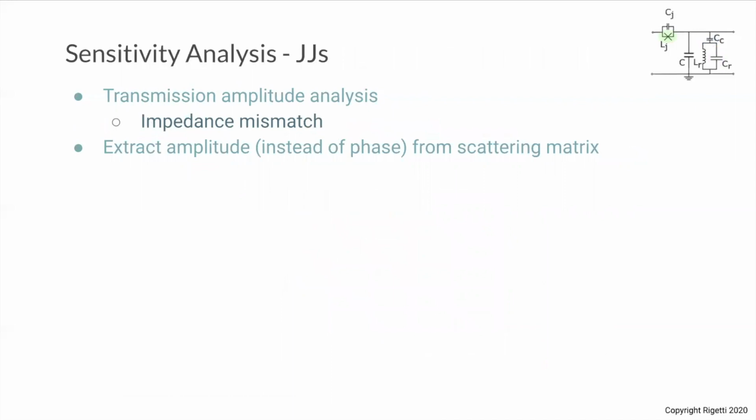So next we analyze defects in our JJs. We supplement the previous analysis with a transmission amplitude analysis. That's because we know JJ defects will introduce impedance mismatches along the line, which affects transmission amplitude. So the process for this is that we take the scattering matrix and extract the amplitude instead of phase from it, and we look at the loss that we get.